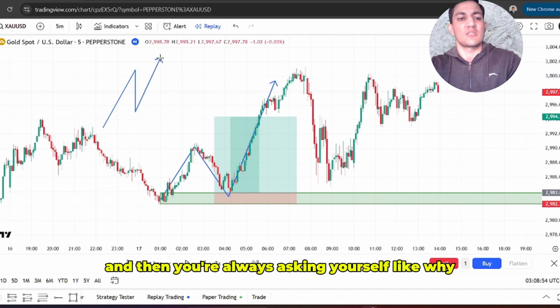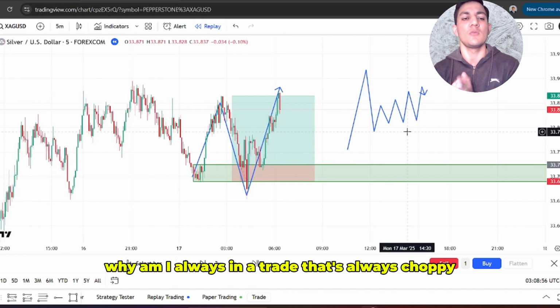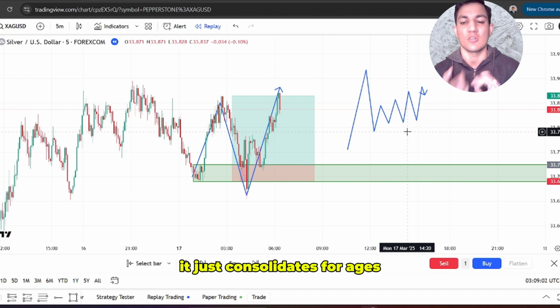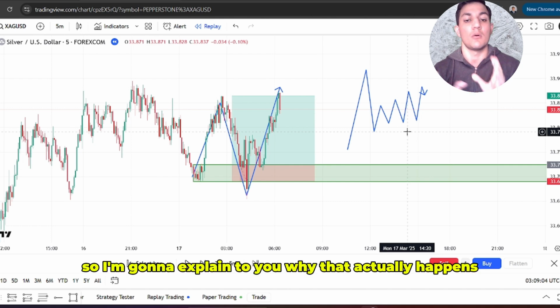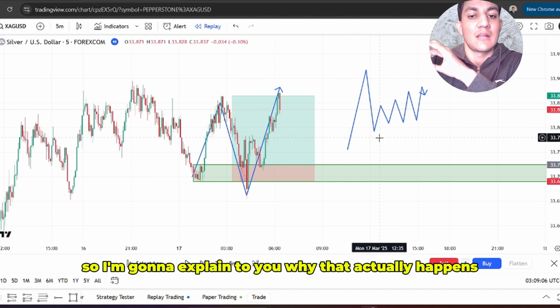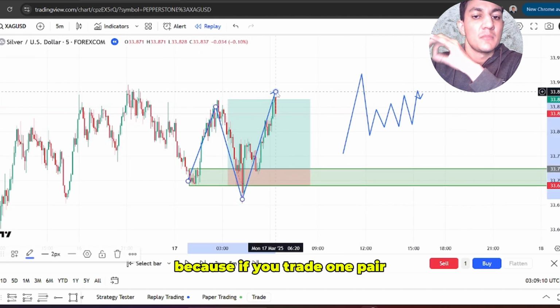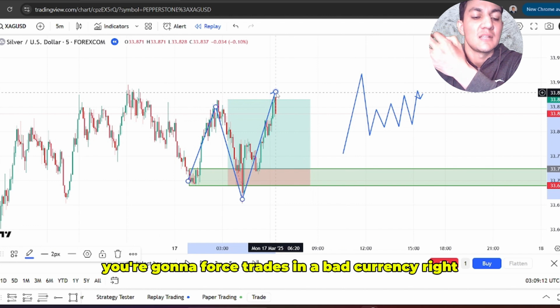And then you're always asking yourself, why is this happening? Why am I always in a trade that's choppy, or it hits my stop loss, or it doesn't go to take profit, it just consolidates for ages? Why is that happening? I'm going to explain why that actually happens, but I hope it's clear that you shouldn't just trade one pair, because if you trade one pair, you're going to force trades in a bad currency. And what does that actually mean?